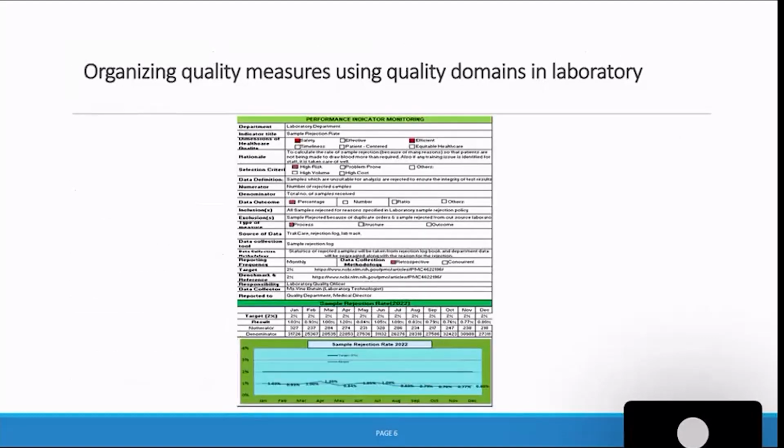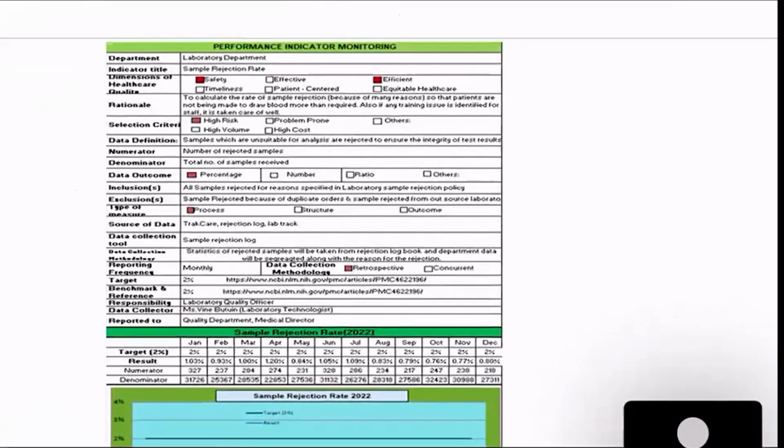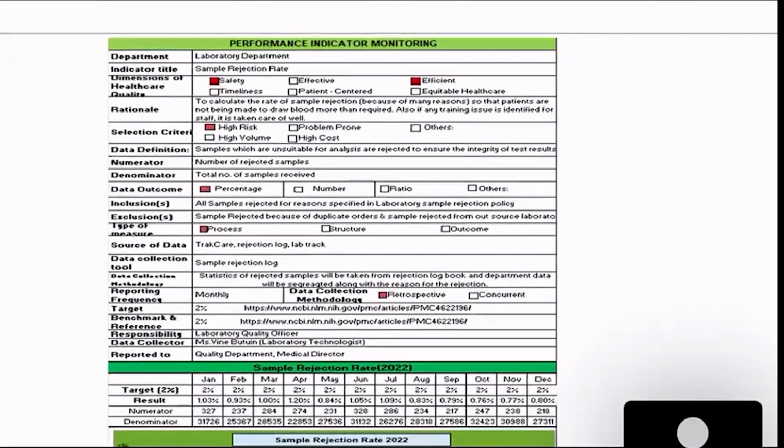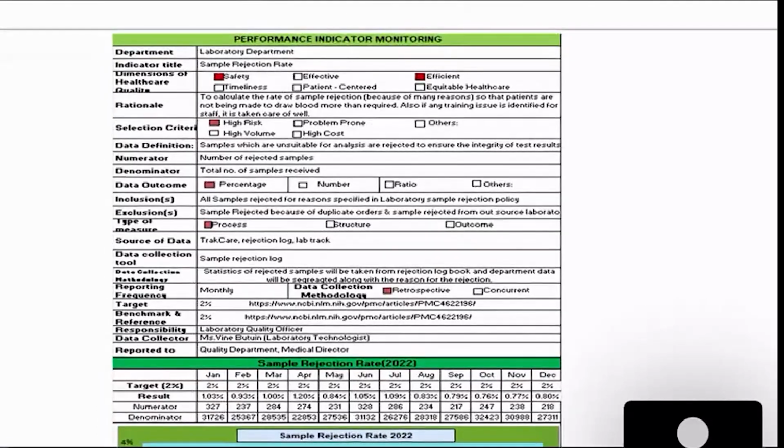So I would like to share our quality indicator monitoring data collection form from what we are currently practicing. This is how it looks. So, a department indicator title. We choose what is the title of this indicator. Let's say an example, sample rejection rate.